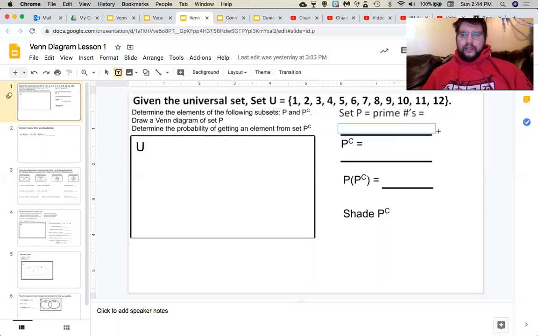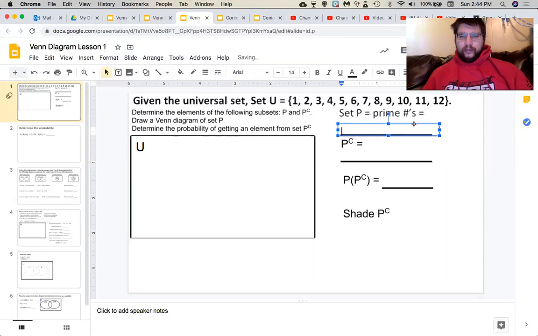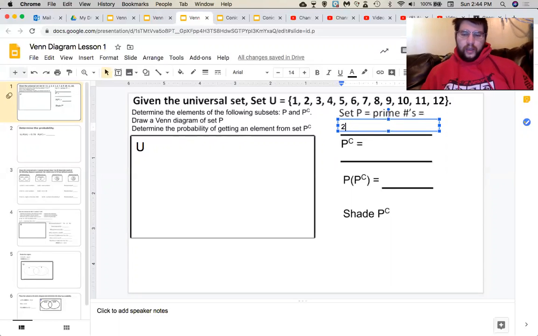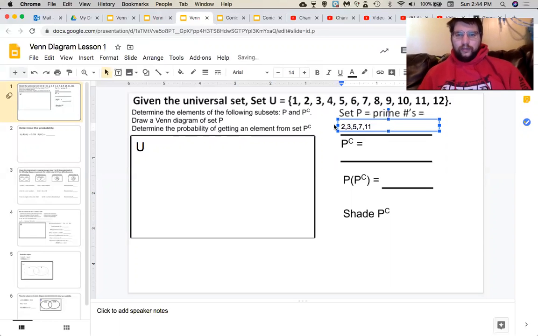So you could put this in set notation, or you could just list it out, it's fine. I'll just list it out. So 1 does not count, but 2 does, because the factors of 2 are 1 and 2. 3, 1 and 3. 4 also has a 2 in it, so that doesn't count. 5 works. 6 does not. 7. 8 does not. 9 does not. 10, 11 does, but not 12. So this is what we have for set P.